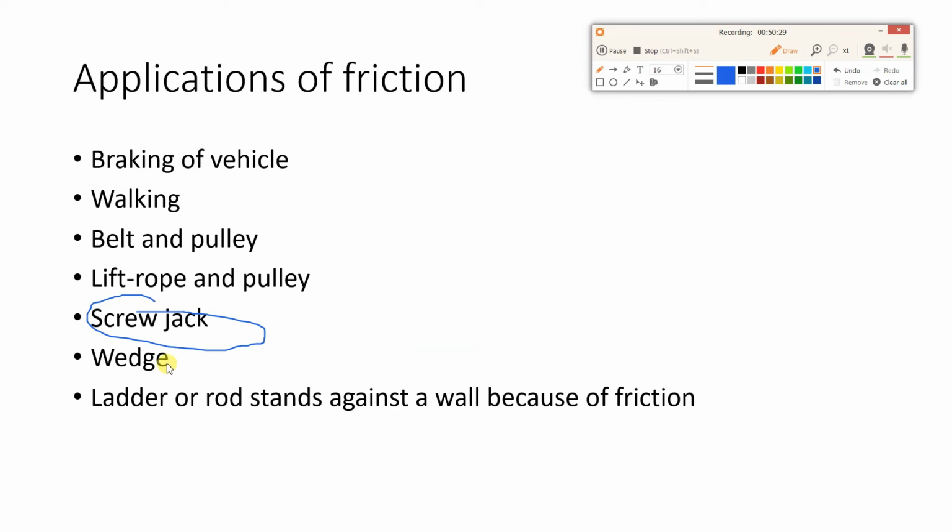Next example is wedges. We have a numerical on this, so we will see in detail how friction works in a wedge. And the next example is a ladder or rod. It stands against a wall because of friction.